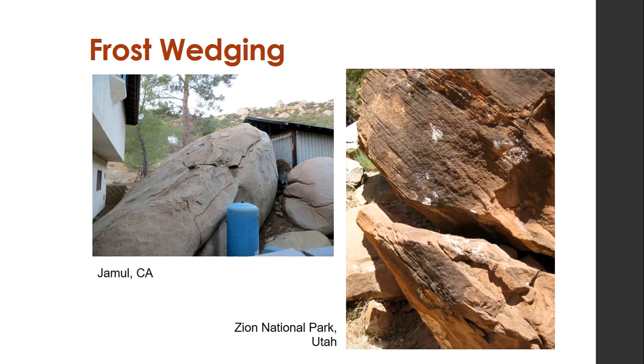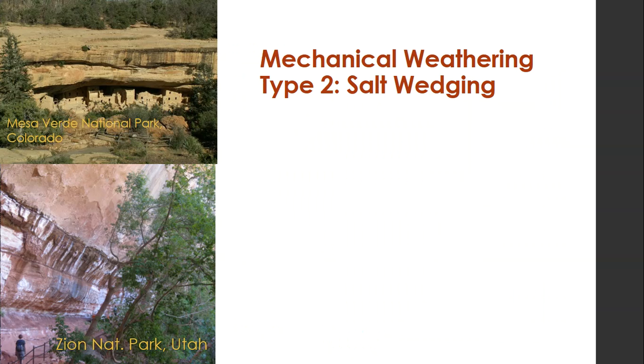And so here are some examples of frost wedging. One I took at a friend of mine's house in Hemet, where it does get cold enough to freeze. You can see that rock there on the left. Some water got in there, froze, and then pushed it apart. And another picture is one that I took in Zion National Park. Water continually getting in there, freezing, pushing it apart.